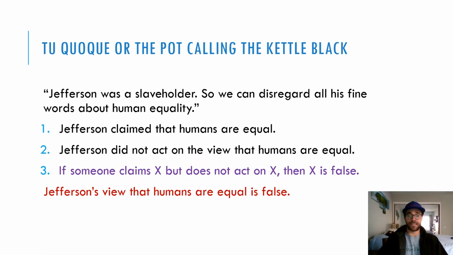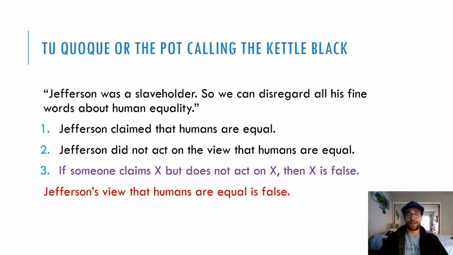Again, when we put this in standard form, we can see that the third premise, if someone claims X but does not act on X, then X is false, is a false premise. And the reason it's false is because just because somebody's behavior says one thing doesn't mean the argument is wrong. I can express a good argument about something, but not follow through on that argument for many other reasons. Perhaps it's not socially acceptable. Perhaps I'm just weak. Perhaps I just don't want to.